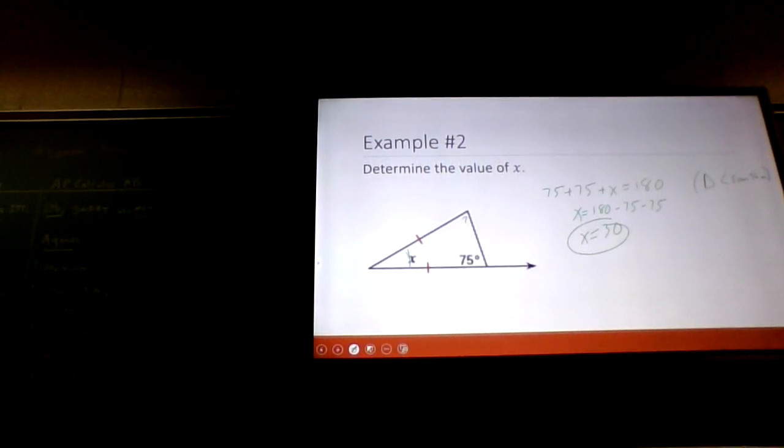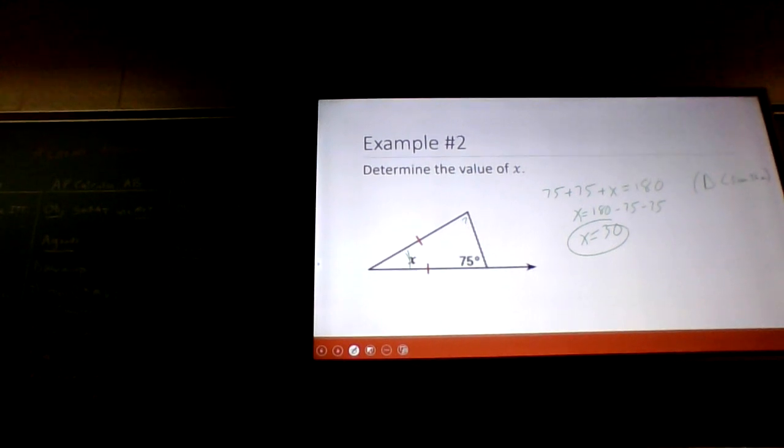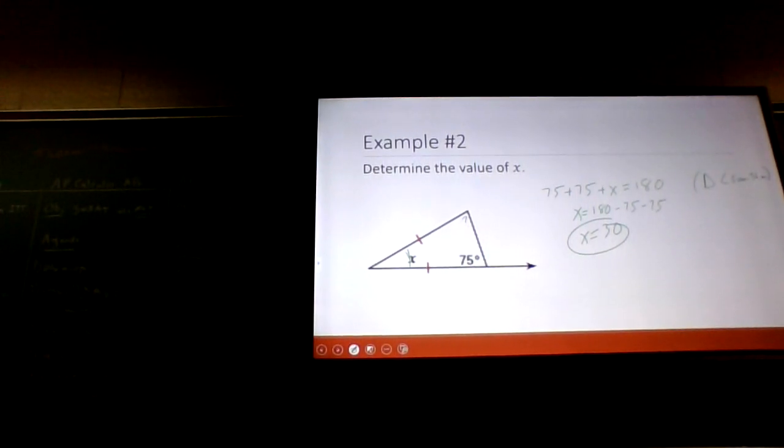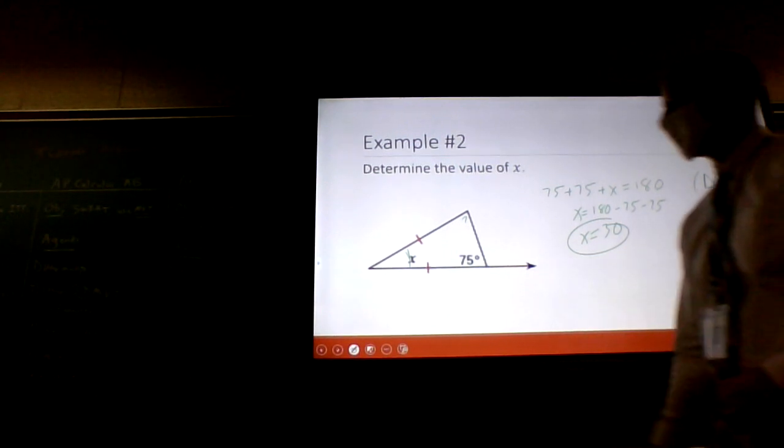A 30-degree angle. Got it? So that one was a little bit harder, right? Could you guys do that one in your head? Think you guys could figure out the 30 in your head? Maybe? Okay. Be careful though. Don't rush too quickly through one of these and mess up one.